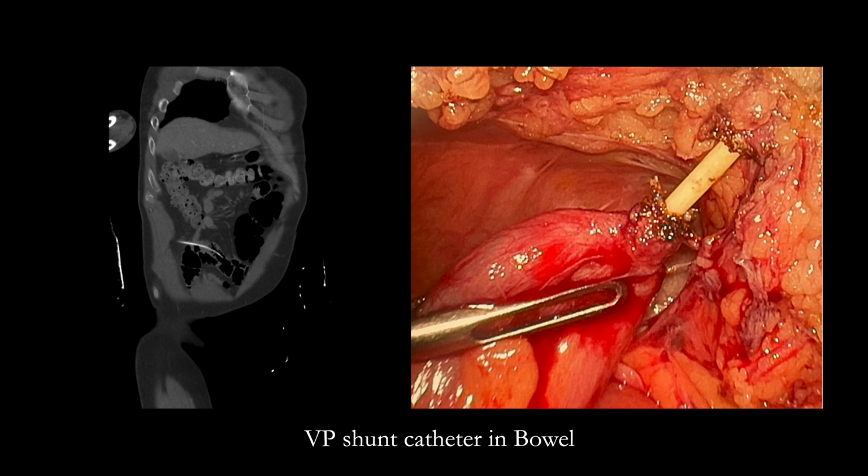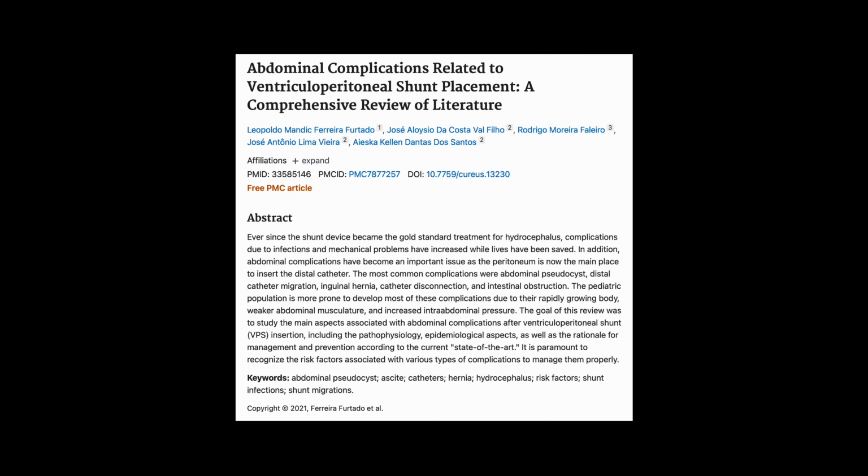Such rare complications can occur when patients have a VP shunt with the distal end of the catheter in the peritoneal compartment. This is a good article on this topic: Abdominal Complications Related to VP Shunt Placement, a comprehensive review of literature.